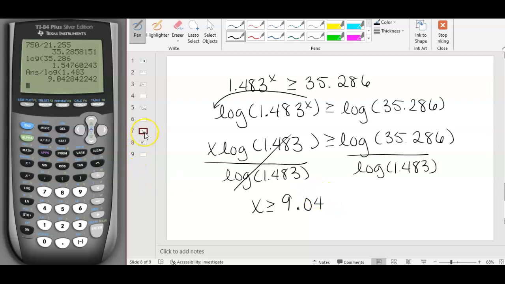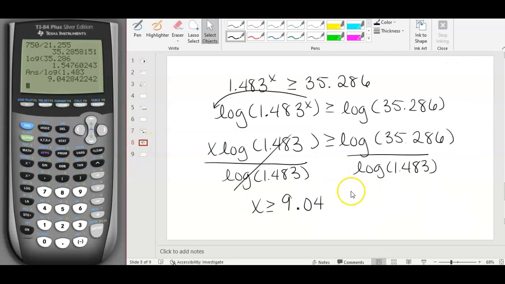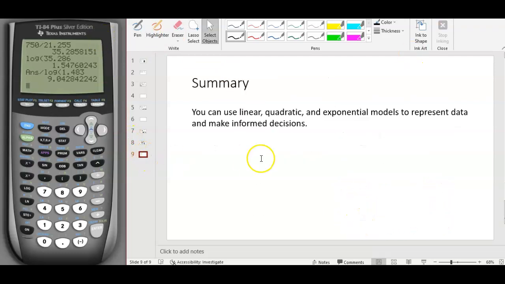Okay, so I'm trying to figure out how many days. Sorry, not days, months. So I want to tell them to start this program after 9 months. Okay, so you want to use that to inform your decision. So that is the x value that we are going to suggest to these scientists and vets. Okay, so you can use linear, quadratic, and exponential models to represent data and make informed decisions.